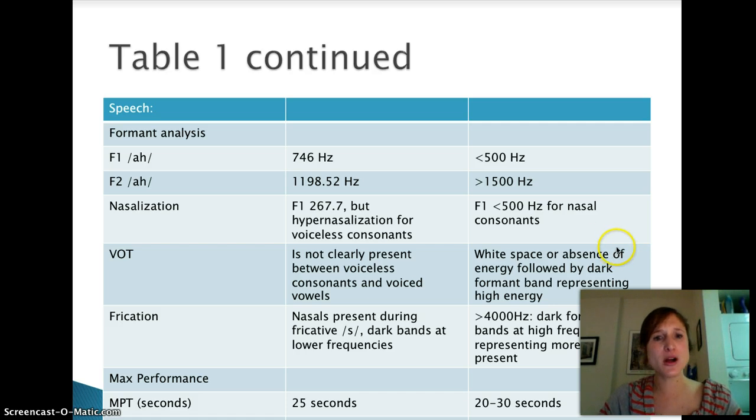And fricatives were also not within normative limits because they had nasals present, and the dark formant bands were at much lower frequency than would be expected. There was no greater than 4,000 hertz cluster of energy. However, his MPT did fall within normative measures.